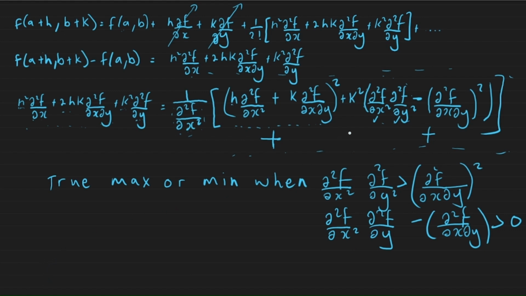So the second important point is that both of these things need to be the same sign. The second derivative with respect to x and the second derivative with respect to y. So let's write that down as the second important point. The second derivative with respect to x and the second derivative with respect to y need to be the same sign.